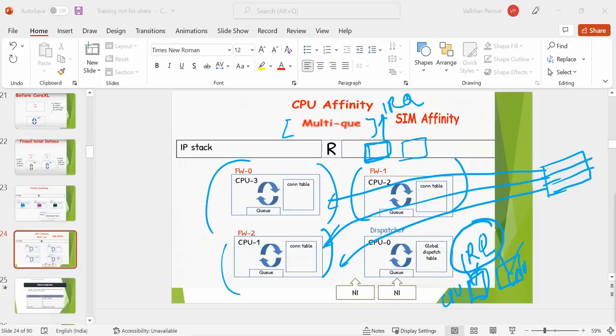So tomorrow, if someone asks you what is CPU affinity, SIM affinity, multi-queue, you're going to answer it now? Yes. Awesome.